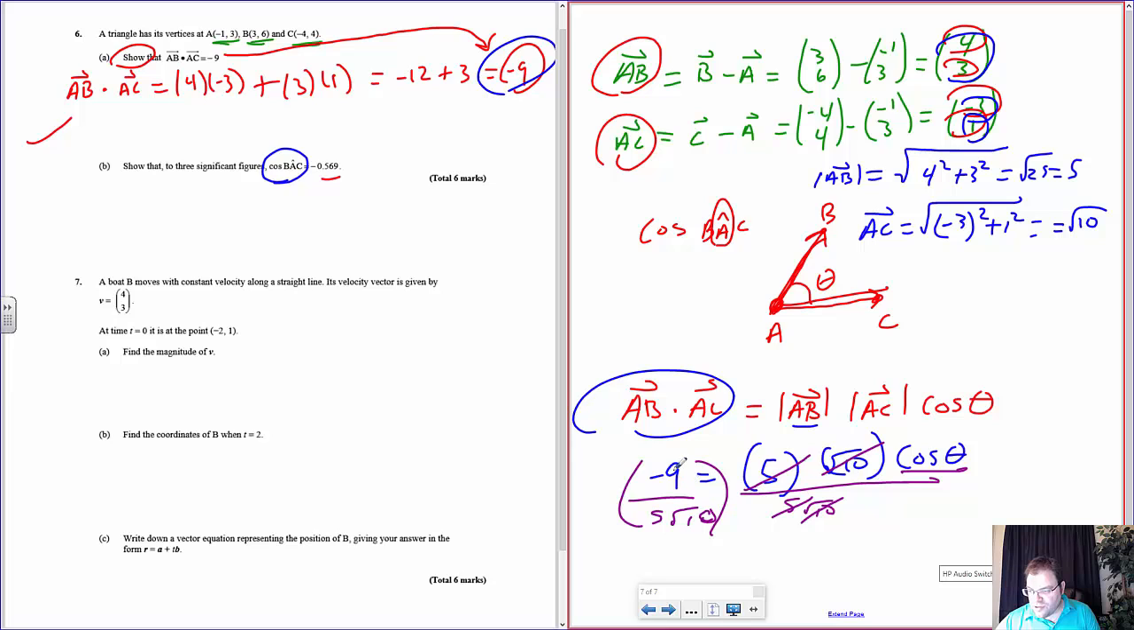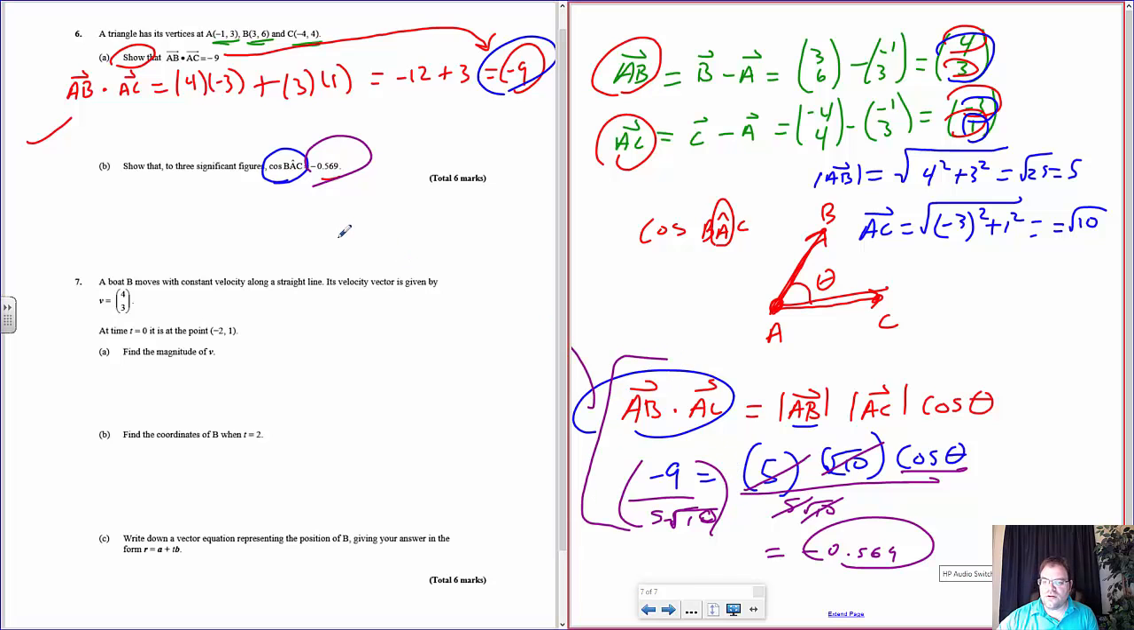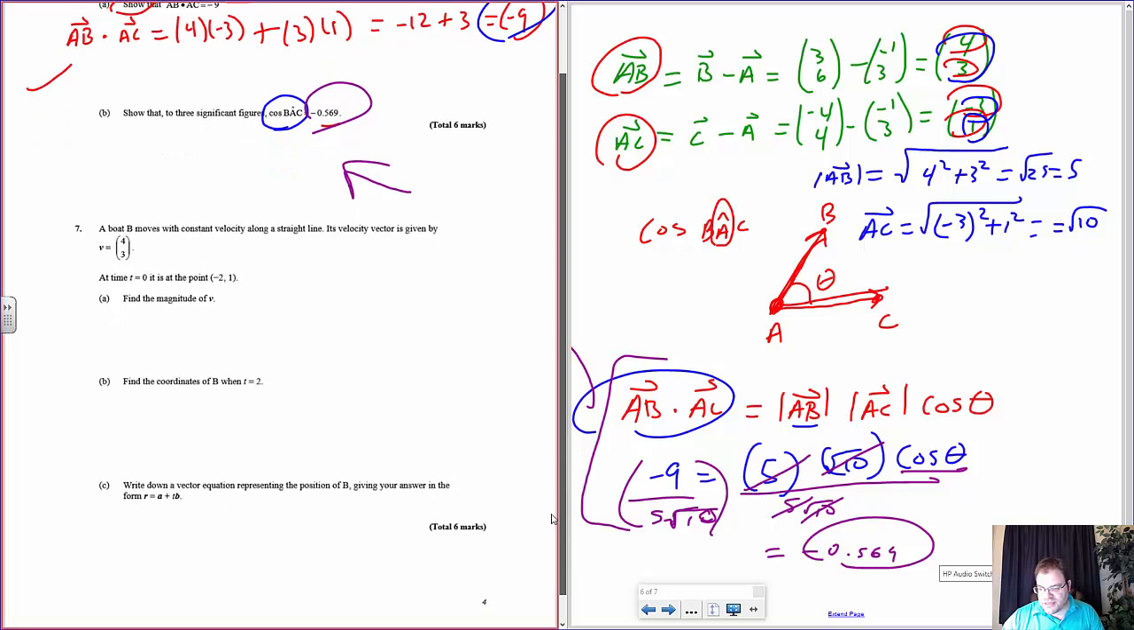Okay. If I plug -9 over 5 times root 10 in a calculator, it will tell me that this is in fact equal to -0.569, which is actually what they want me to show. So that's what would happen. Okay. So basically, all this work right here would go in your answer here. Pretty nice. Final question, and then we're done. Thank goodness, right? So number 7.